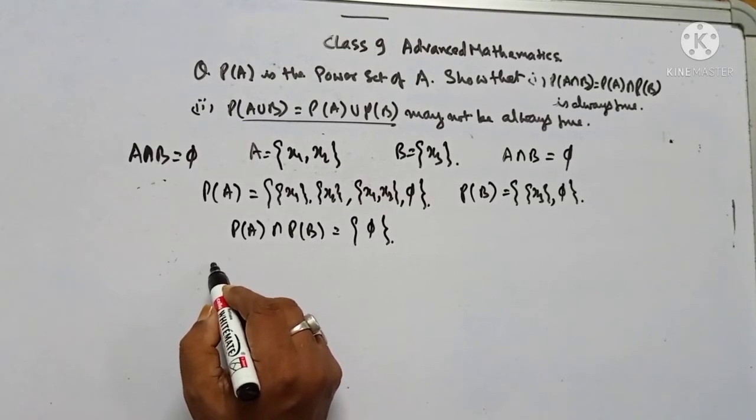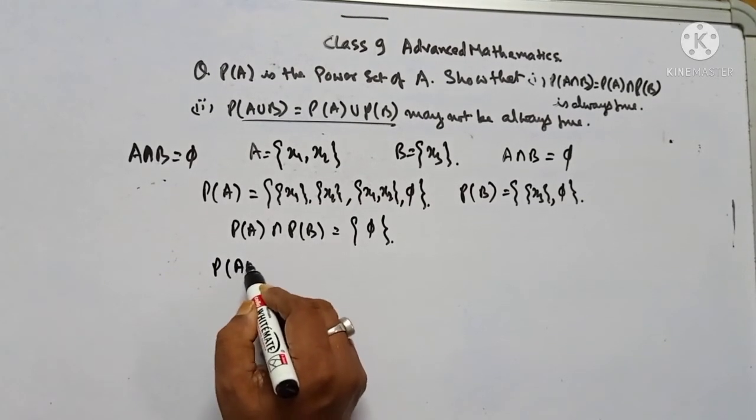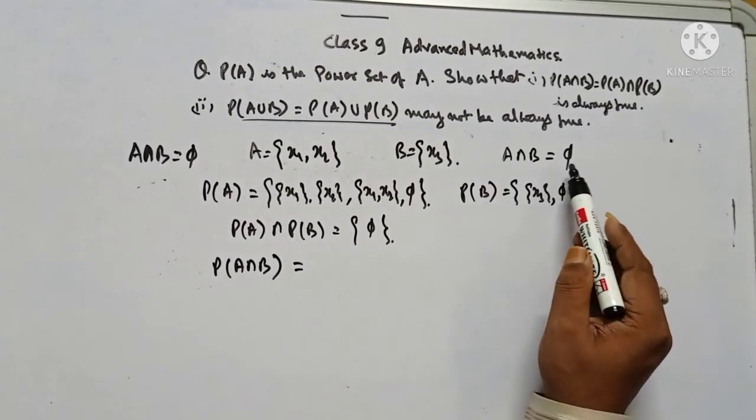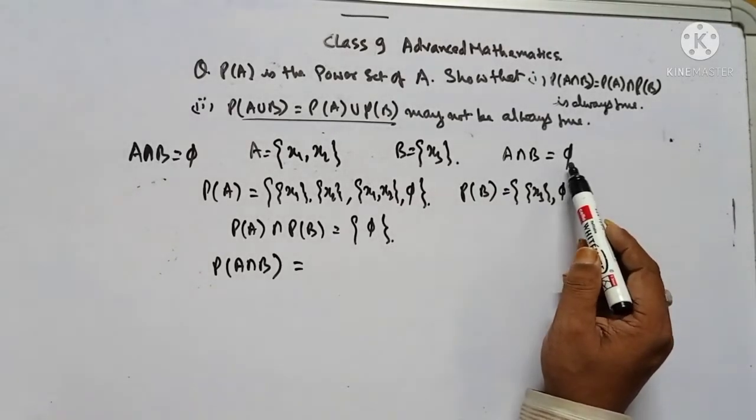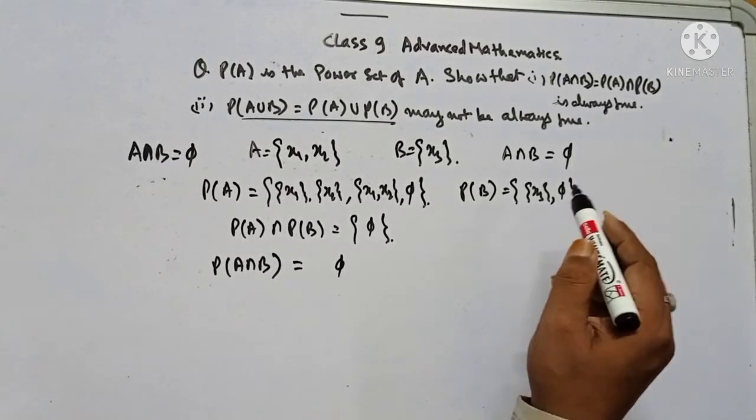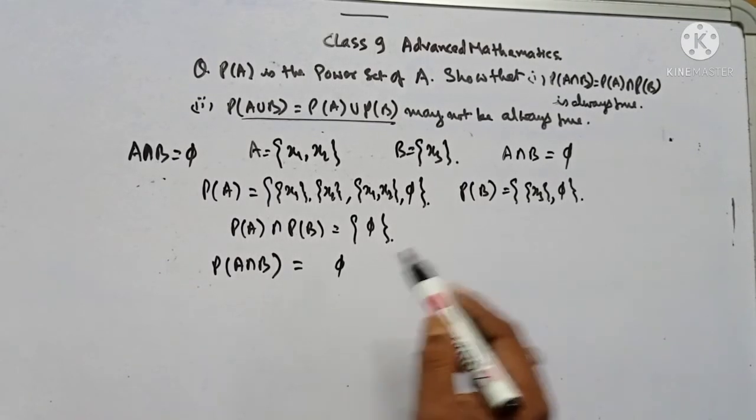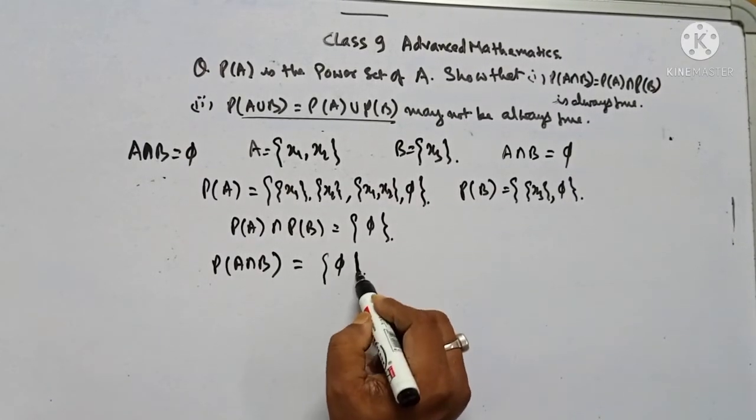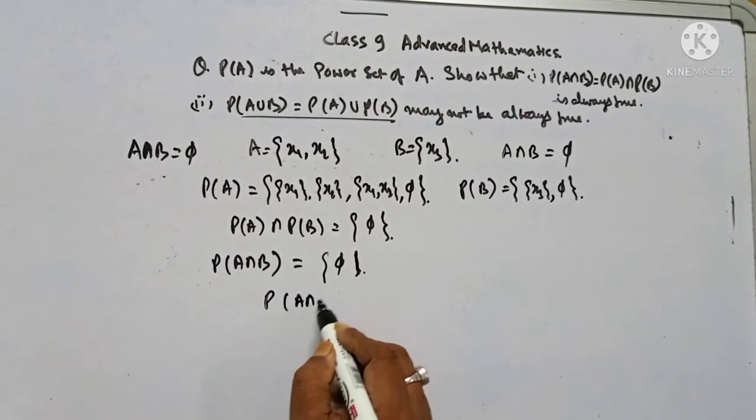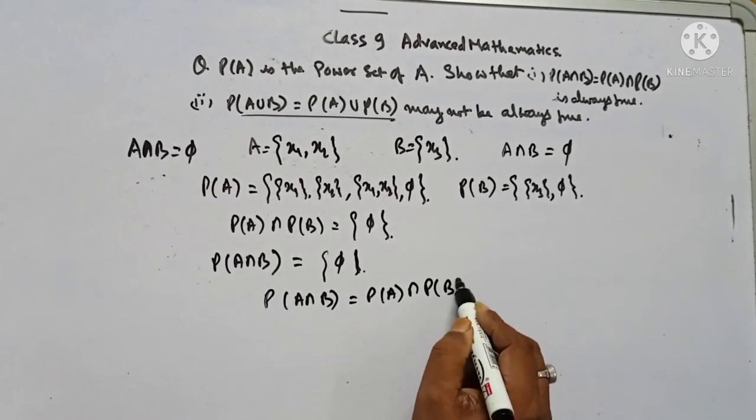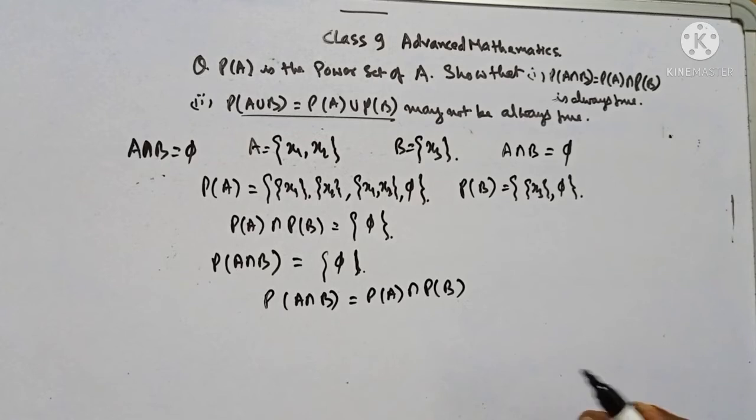Now here P(A) ∩ P(B), here you see the common is phi, this is your common. Now if you take P(A ∩ B), then A ∩ B is phi, as we have to find the subsets of phi. The subset of phi is phi, and because it is a power set, the set of that. So here we see again P(A ∩ B) is equal to P(A) ∩ P(B). So in both the cases we find it is true, so this is always true.